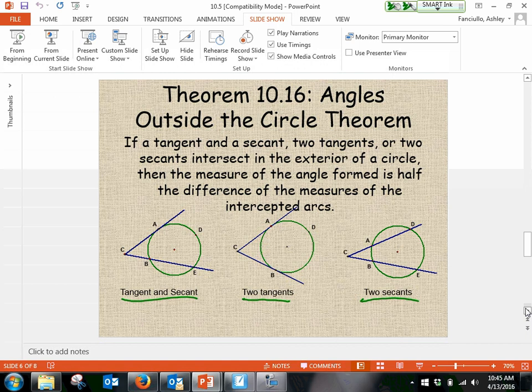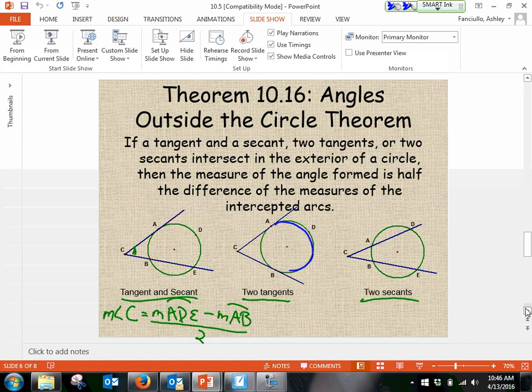subtracting the other arc, and dividing by 2. Now, we don't want any negative numbers, so take the bigger minus the smaller and cut it in half. And that's what this angle C will equal. So in this first picture, the measure of angle C is going to be equal to the measure of arc ADE, and I'm going to subtract the measure of arc AB, and I'm going to divide by 2.